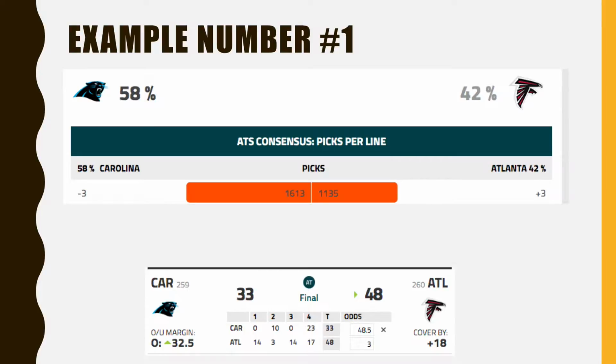However, if you remember from my notes, we're not going to play +3. We're going to play this on the money line. So we were going to play Atlanta +140. Now what happens, if you look below the final score, Atlanta actually won this game 48-33. So you would win 1.4 units, or on a $100 wager, +140.